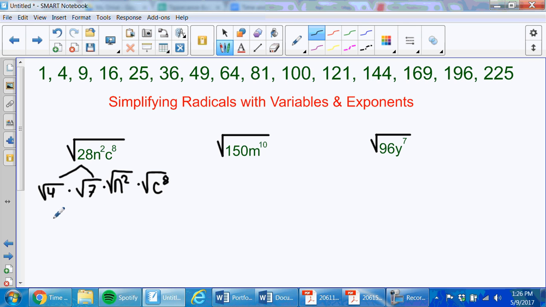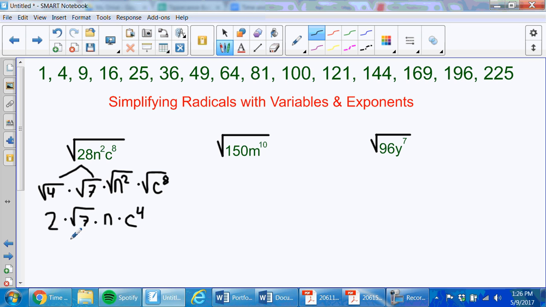Now square root of 4 is 2. Square root of 7 stays the same. It cannot be broken down because it can't be divided by 4 or 1 to make this any more simple. Now, the square root of the variables: if it's an even exponent, it gets cut in half. So the square root of n squared is just n to the first, or what we would call n. Square root of c to the 8th, 8 cut in half, would be c to the 4th.